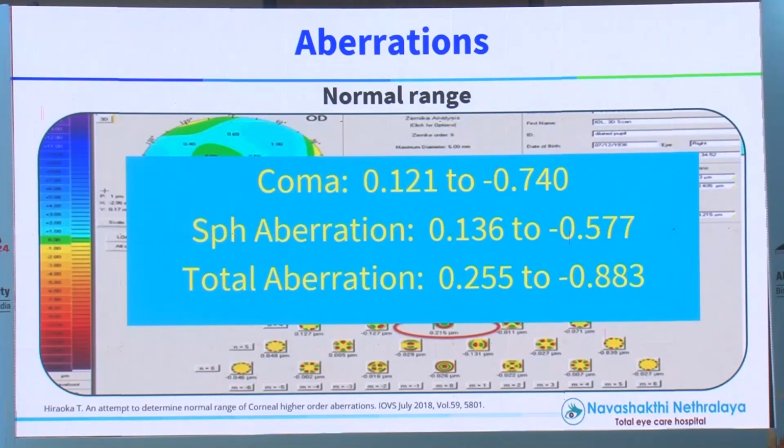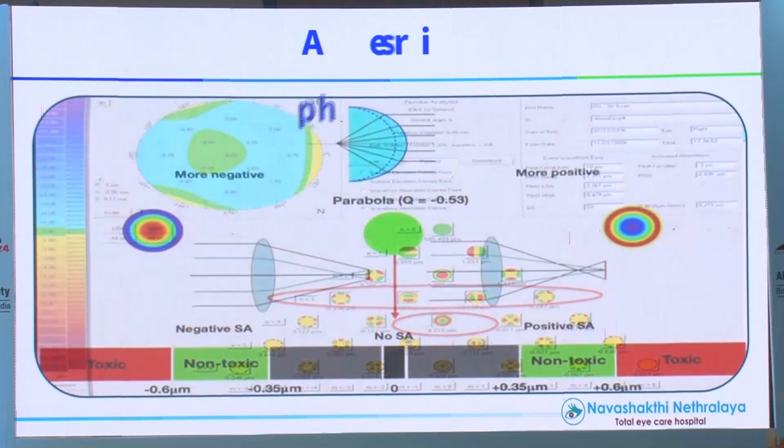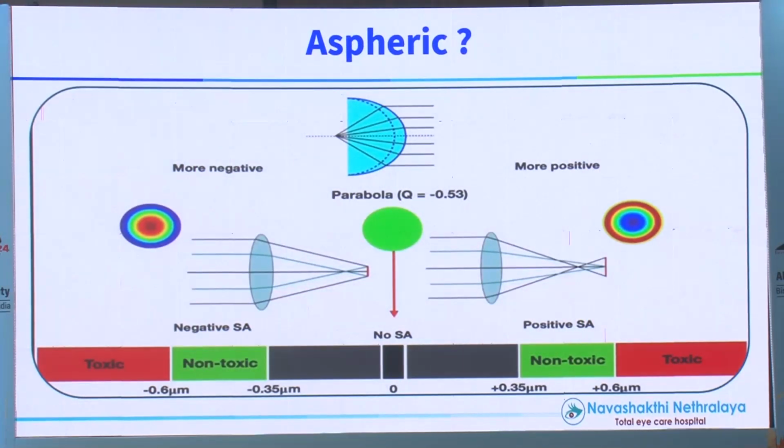If it is above these values, please do not think about advanced monofocal or advanced IOLs. Go for a simple monofocal IOL. Now, asphericity is what I was talking about all this time. We know that the cornea is aspheric, but it follows a parabola, and 0.53 asphericity is considered to have no spherical aberration, zero spherical aberration.